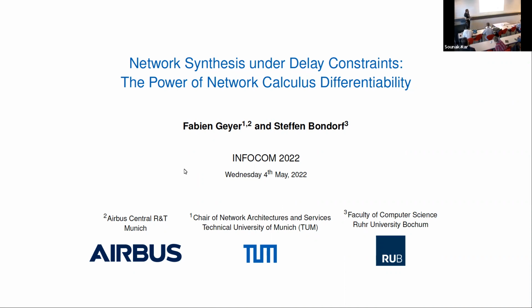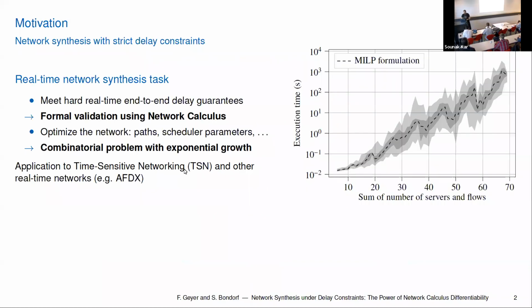So the title is Network Synthesis Under Delay Constraints, the Power of Network Calculus Differentiability, and I'll show you how that leads to optimization. All right, so the motivation for this synthesis is that real-time network synthesis is quite a complex task. But what do we want to do? We want to meet hard real-time deadlines, so we want to write delay guarantees that are formally validated. And of course, our tool of choice is the network calculus.